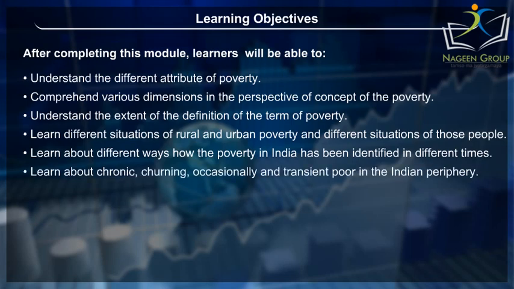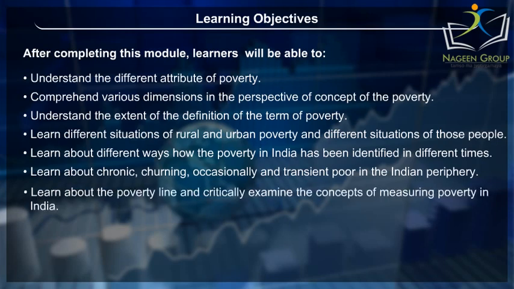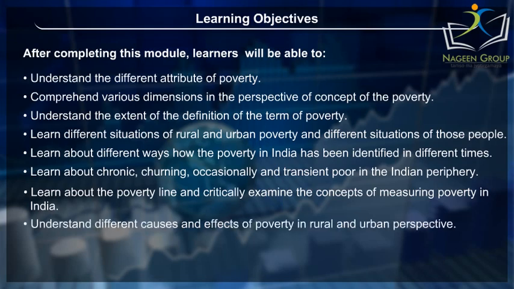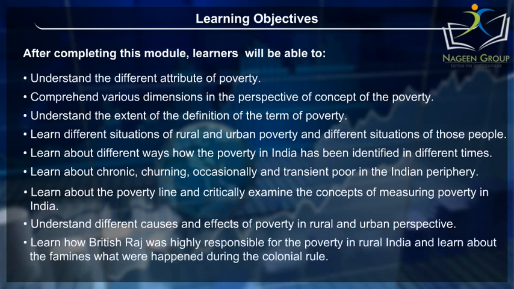Learn about the chronic, churning, occasionally and transient poor in the Indian periphery. Learn about the poverty line and critically examine the concepts of measuring poverty in India. Understand the different causes and effects of poverty in rural and urban perspective. Learn how the British Raj was highly responsible for the poverty in rural India and learn about the famines that happened during the colonial rule.